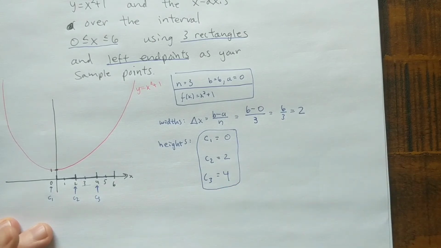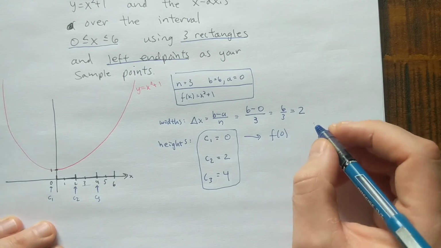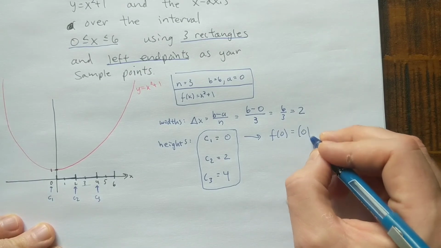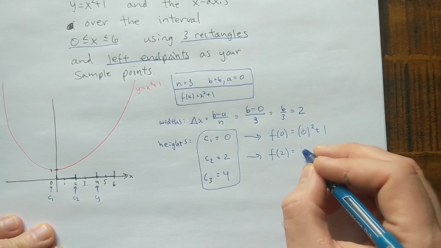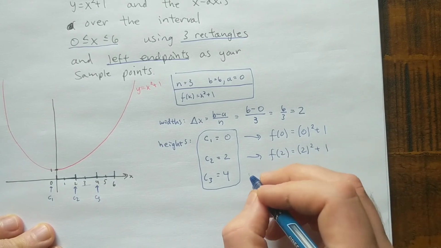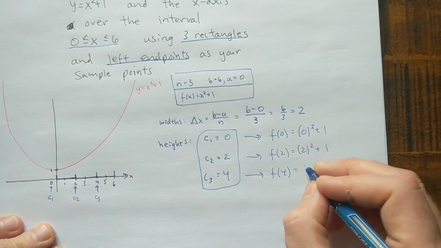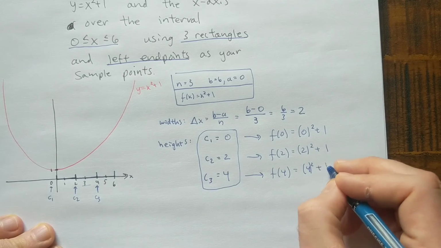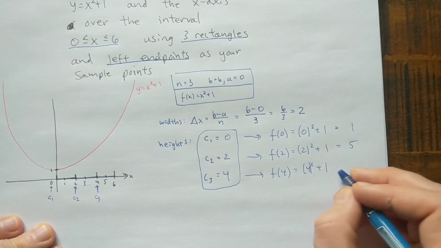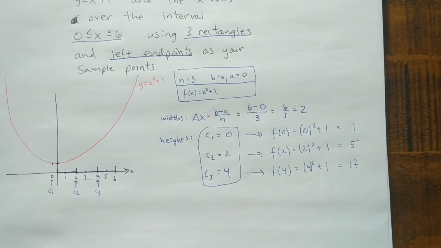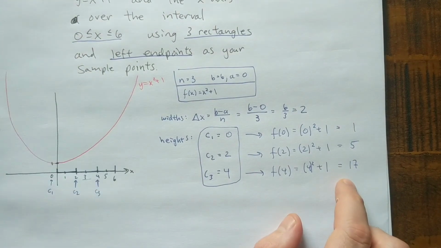And then how am I going to get those heights? I'm going to just plug them into my function, which is x squared plus 1. So I'm going to get 0 squared plus 1, which is 1. And then plug in 2. This will be 2 squared plus 1, which is 4 plus 1 is 5. And then plug in 4. F of 4 is 4 squared plus 1. This is 16, so this is 17. Okay, so here are our widths, and we're going to have 3 different rectangles, and they'll have 3 different heights.